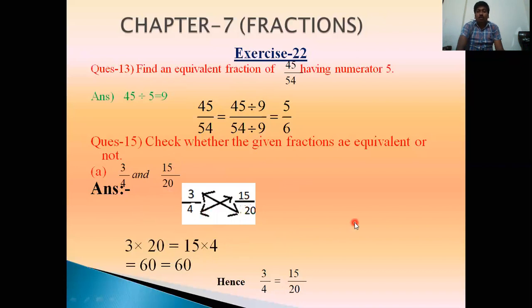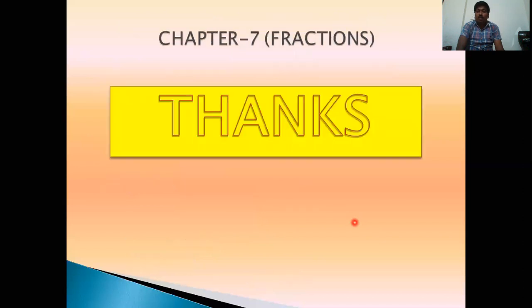Okay children, I hope you understand this type of question and this type of method. Watch this video again and again, and try to understand how we can solve these questions, and how we can change the equivalent fraction, how we can change the improper fraction to the mixed fraction, and improper fraction into the mixed fraction. Okay children, I hope you understand this type of question.